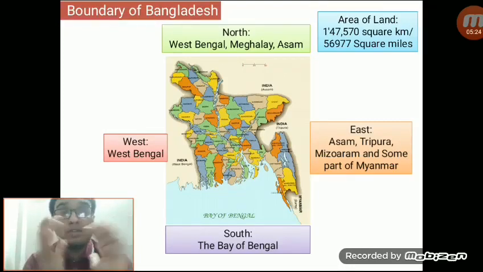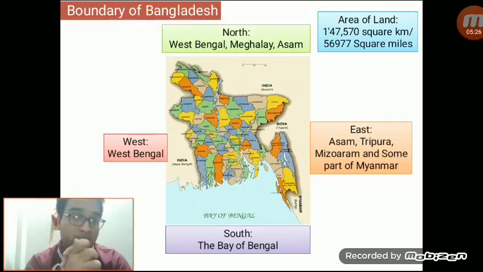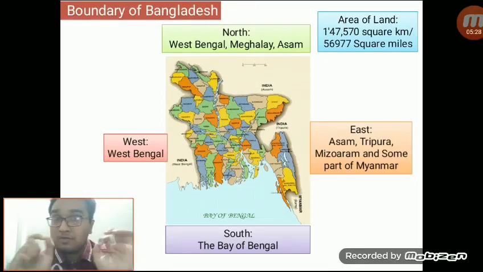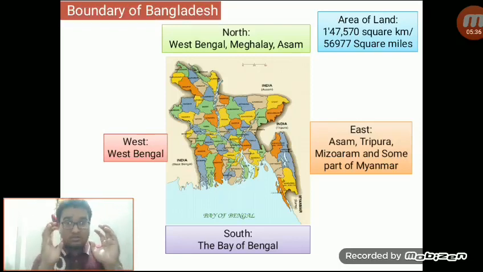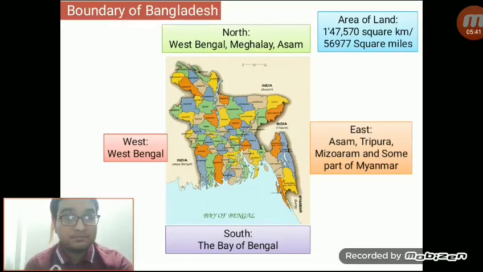So that's all about the boundary of Bangladesh, and you have to remember the names of the states of India which are connected with the boundary of our country. Okay, and these are very important, especially for the MCQ question.